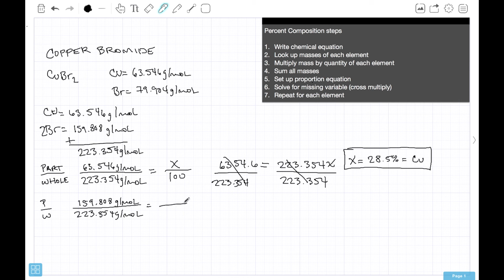Okay, now the whole is 100%, and the part, well, we don't know what part bromide represents, so we're going to set that equal to y. Cross multiplication will help us solve for y, and in doing so we end up with, wait a minute, y. Division will get y by itself.